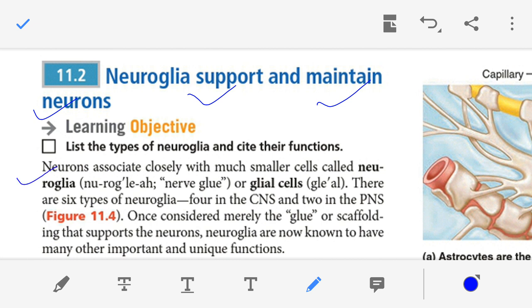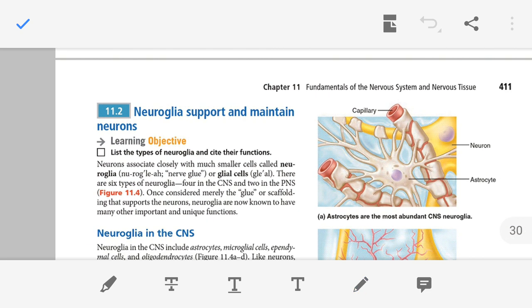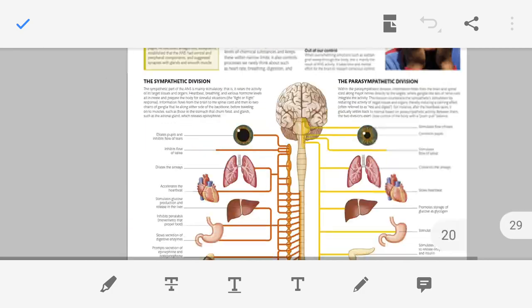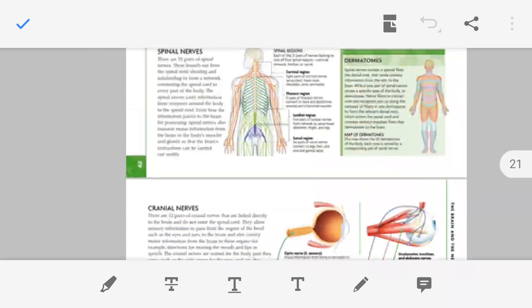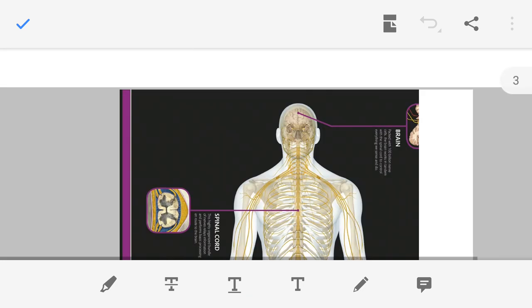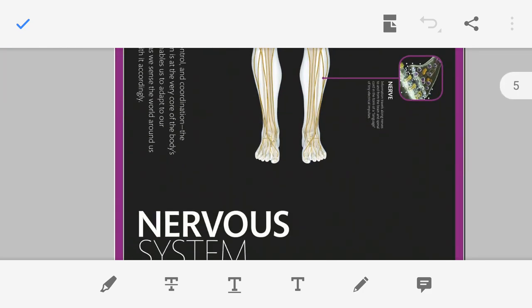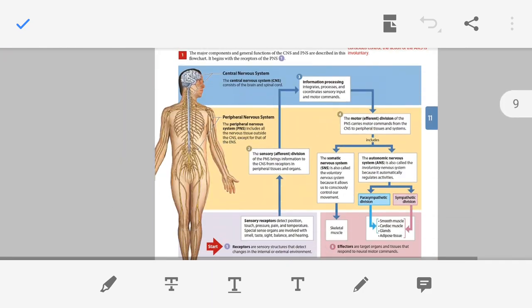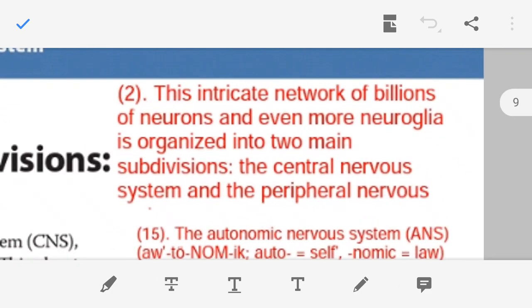Now, the neurons are connected very closely to much smaller cells, and these smaller cells are known as neuroglia, nerve glue, neuroglia cell or the glial cell. So neuroglia are the supporting cells for the neurons. Now, coming back to our discussion on the second point, why our nervous system is very complex. So this point we were discussing.